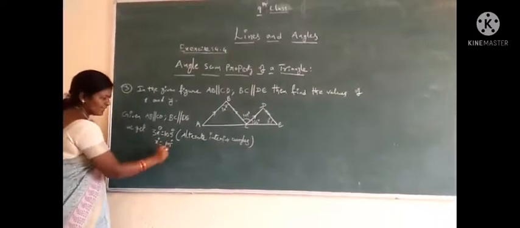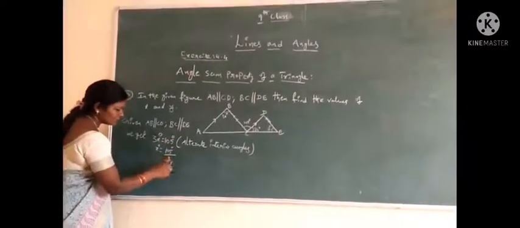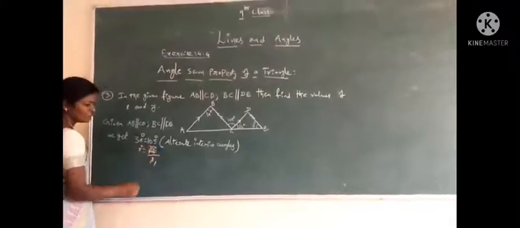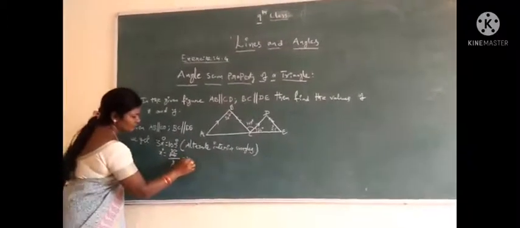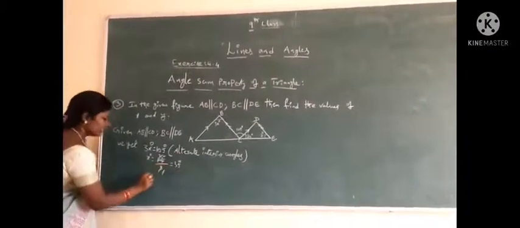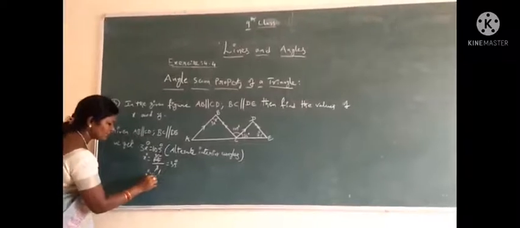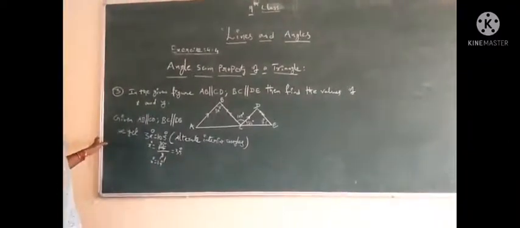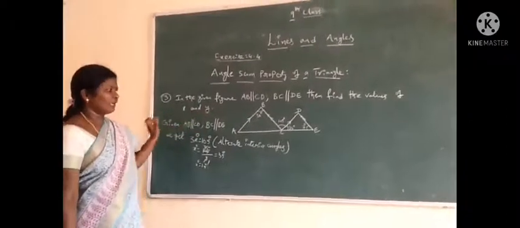Divide both sides by 3. 3 ones are 3, 3 threes are 9, remaining 1, 3 fives are 15. So x is equal to 35 degrees. So, x value is 35 degrees. And next, we find out y value.